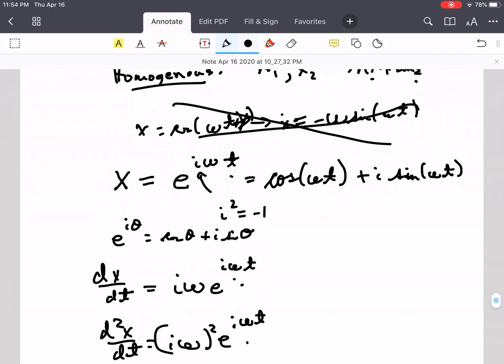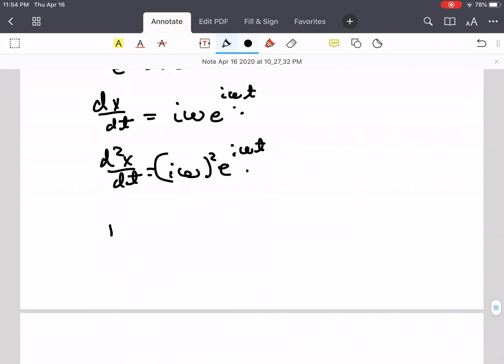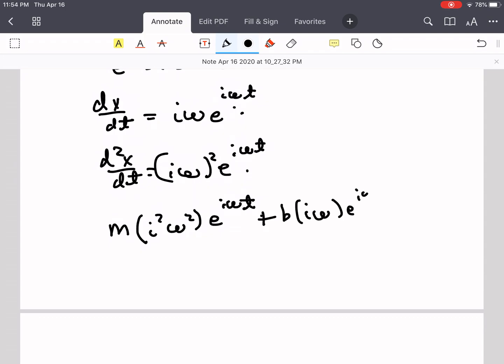So when I plug that back into the original equation, I have mass times acceleration, so mass times i squared, which is negative 1, omega squared, e to the i omega t, plus b, damping, times the first derivative, i omega e to the i omega t, plus k times the zeroth derivative, so that's just e to the i omega t, is equal to 0. And now, because every single term has e to the i omega t, I can simply cancel them. And now I see that this is going to be a correct solution.